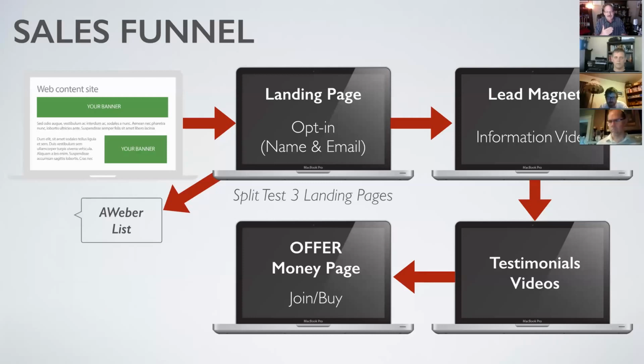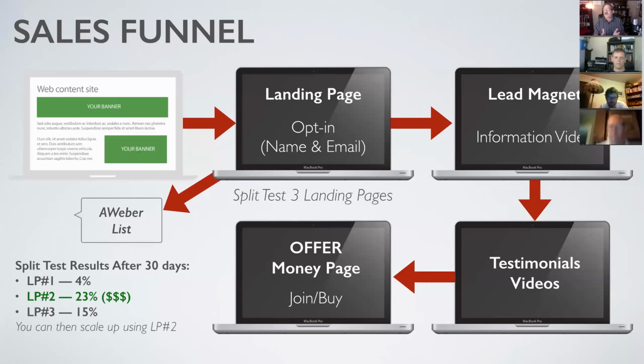Because what happens is if you start to split test 3 landing pages, for example, and let's say the first landing page converts 4%. The second landing page converts 23%. The third one converts 15%. Which one are you going to use? Obviously, the one that converts 23%.